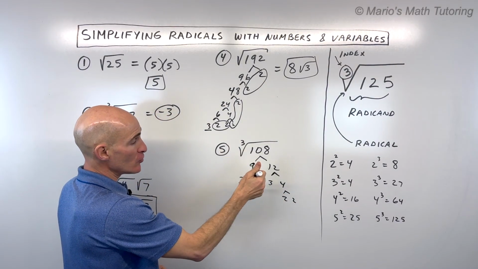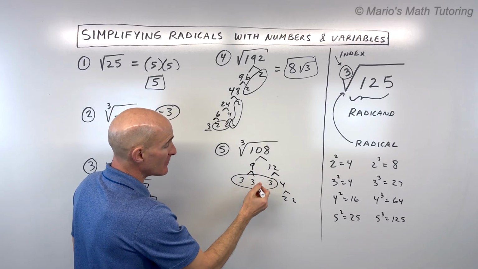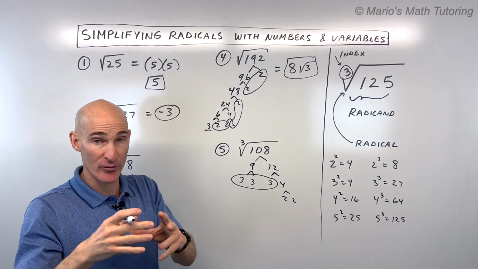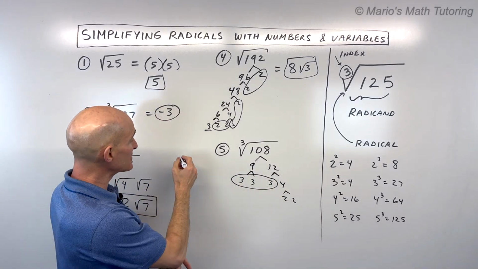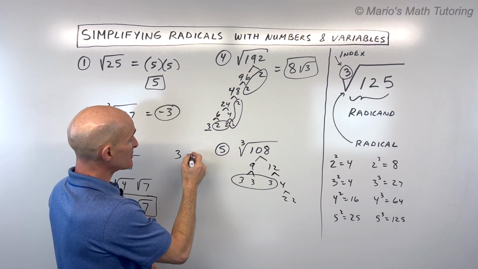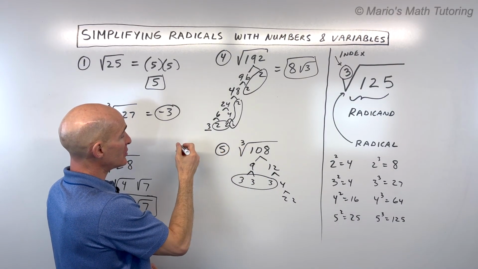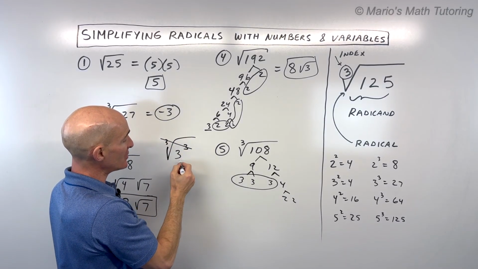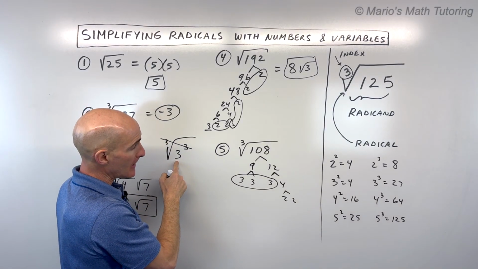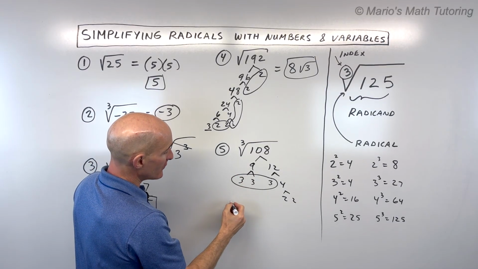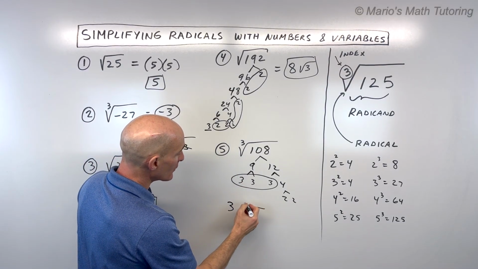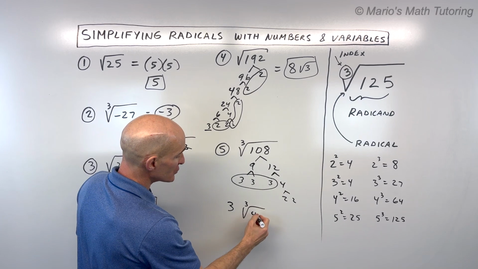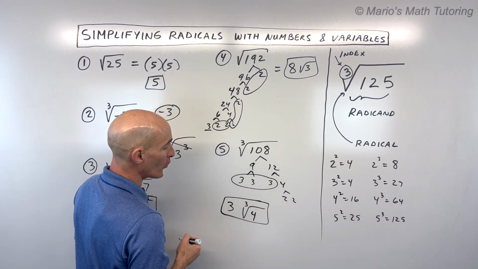And 9 is 3 times 3, and 12 is 3 times 4, and 4 is 2 times 2. But I'm taking the cube root, so I'm looking for 3 of the same number, not necessarily the number 3, but 3 of the same quantity, because this is really like 3 times 3 times 3, or 3 cubed. The cube root of 3 cubed, the cube and the cube root are inverses, they undo each other, just giving you 3. So this 3 will come out in front of the radical, and we're left with 2 times 2, which is 4. So this is 3 cube root of 4.